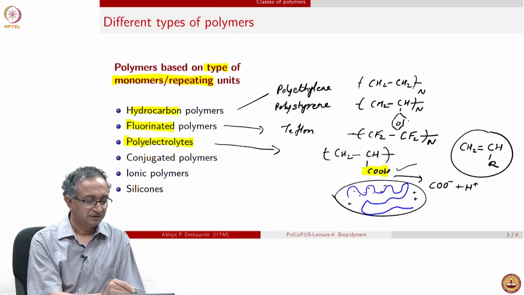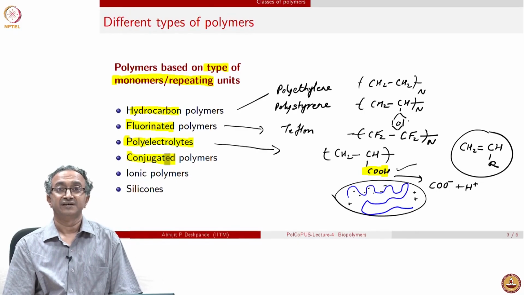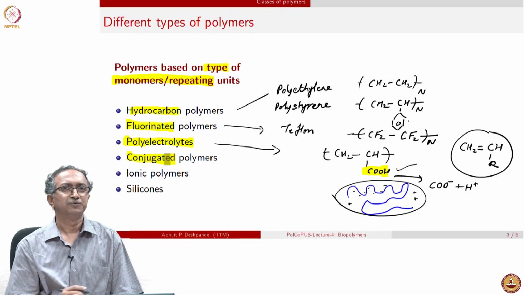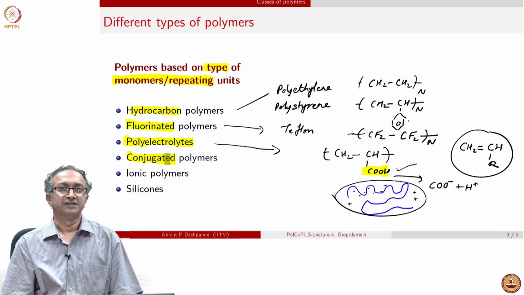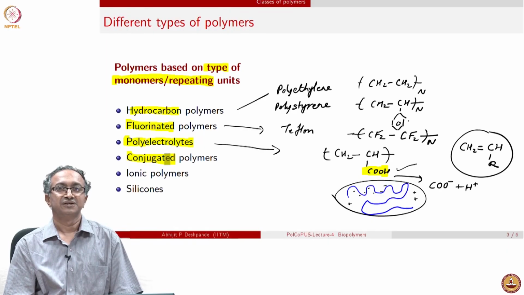Conjugated polymers are very important from the point of view of electrical conductivity. So many of the conducting polymers are conjugated. I don't know if you remember what is meant by conjugation. You can search for it. In fact, if it's alternate single and double bond, it's called conjugation. Maybe you remember that. You can search for it.